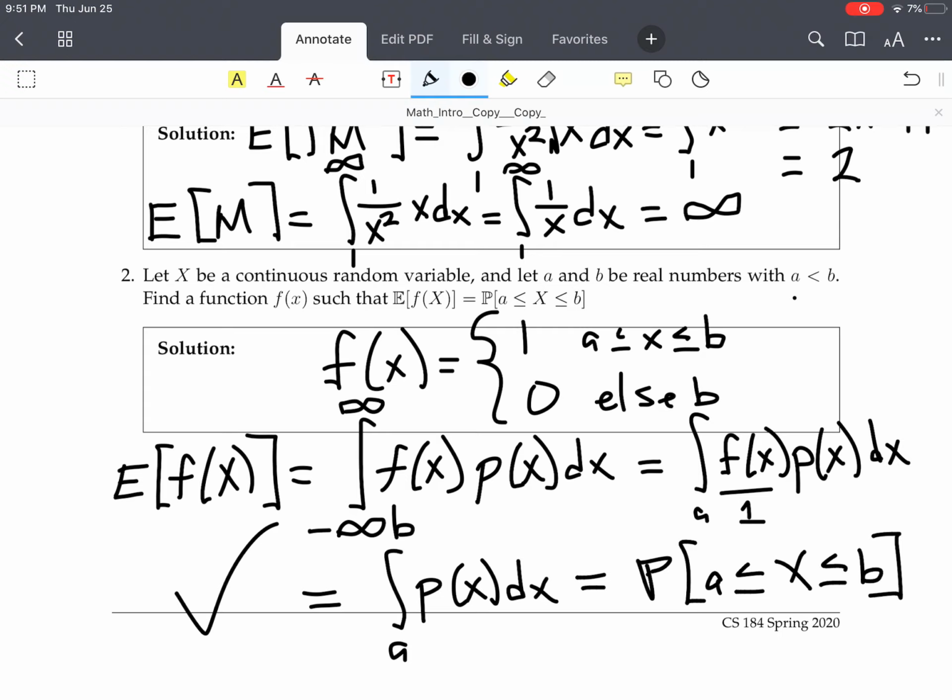That's a valid function. Okay, so that's all for today. I hope you all learned something and that this was useful.